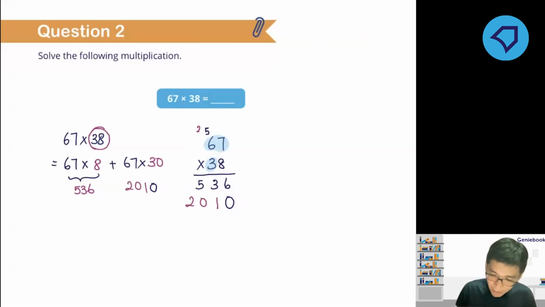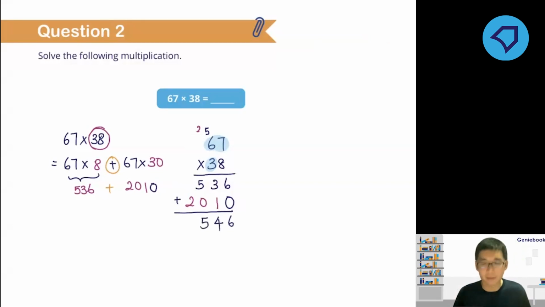Now, the last part, we add them together, because over here, we are also adding them together. So let's do the addition. In the ones place, 6 plus 0 is 6. 3 plus 1 is 4. 5 plus 0 is 5. And finally, 2 plus nothing, 2. All right. So the answer to this is 2,546.